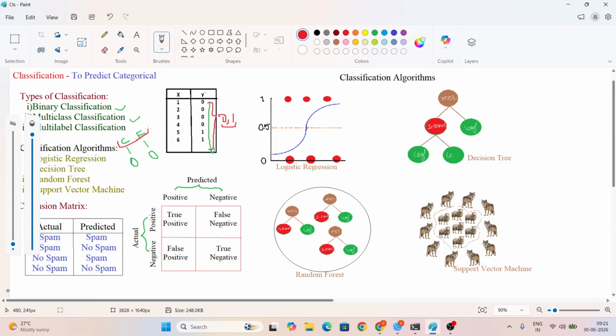In binary we give 0 and 1 for true and false. Multi-class is not just 0 and 1. We will give 0, 1, 2, 3, 4, 5 likewise.